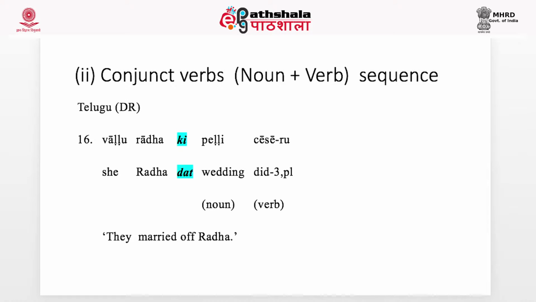So what happens in a language like Hindi or Punjabi? Unhone Radha ki shaadi ki. In Hindi you have a genitive, whereas in Dravidian you consistently have a dative with the person who is the direct object or indirect object, which depends on the analysis that you make.